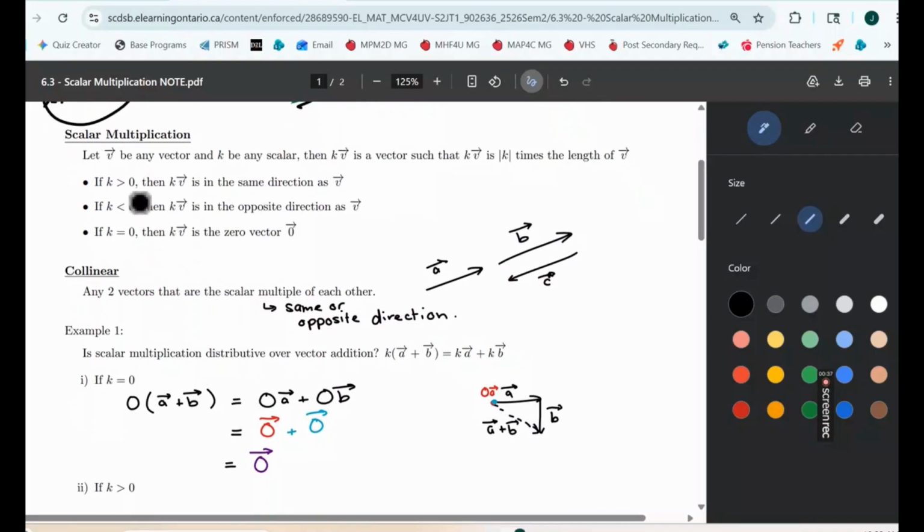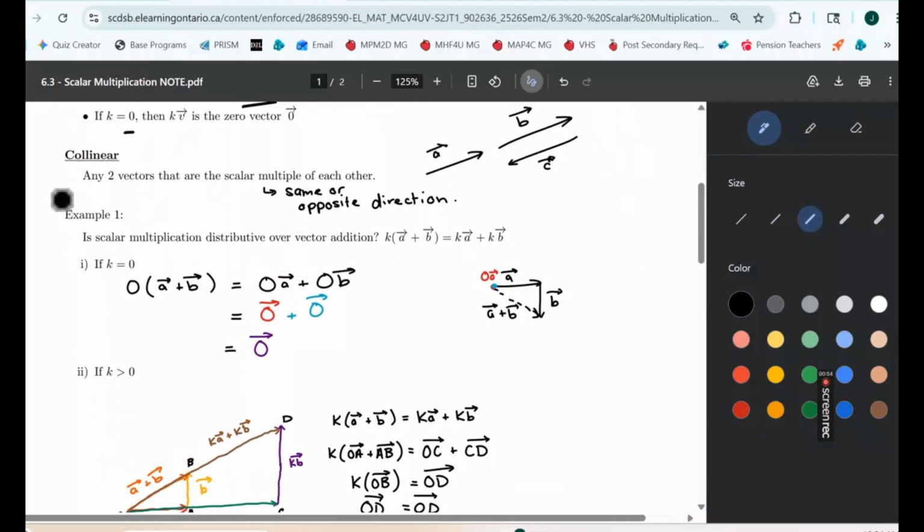Okay, so scalar multiplication. If k is bigger than 0, then we have k number of v vectors in the same direction. If k is less than 0, then we have k number of v vectors just in the opposite direction. If k equals 0, then we just have the 0 vector. That's it.